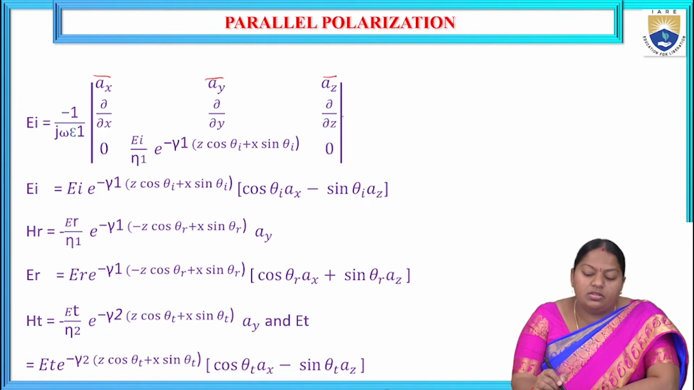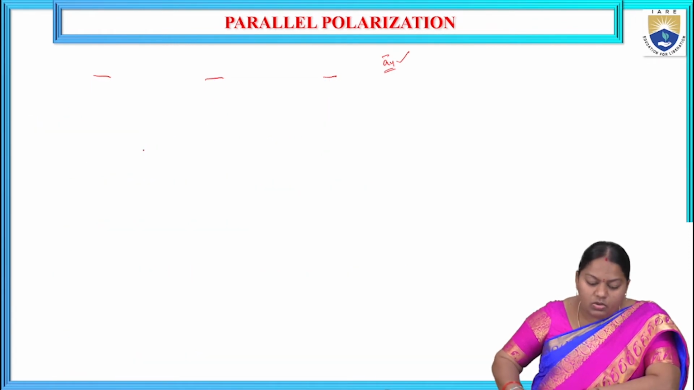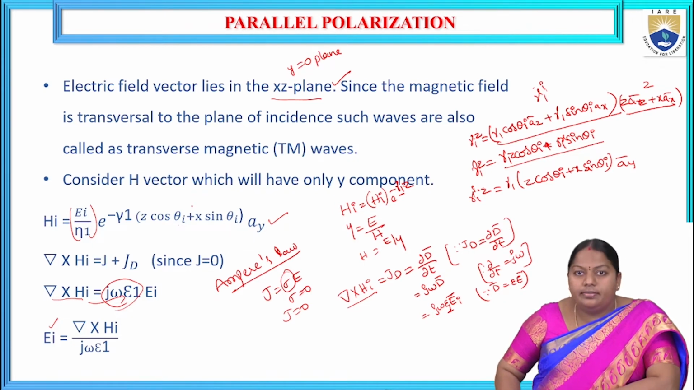For partial derivatives are to be considered in the second row, and in the third row we are going to consider the magnitudes of three directions. So here in the Hy we will have only the propagation direction in y direction, means we have only the y component magnitude, and the x and z components are zeros. That is given by, in the previous equation, Hi equals Ei by eta 1 e power minus gamma 1 (z cos theta I plus x sin theta I), the magnitude of that Hi.